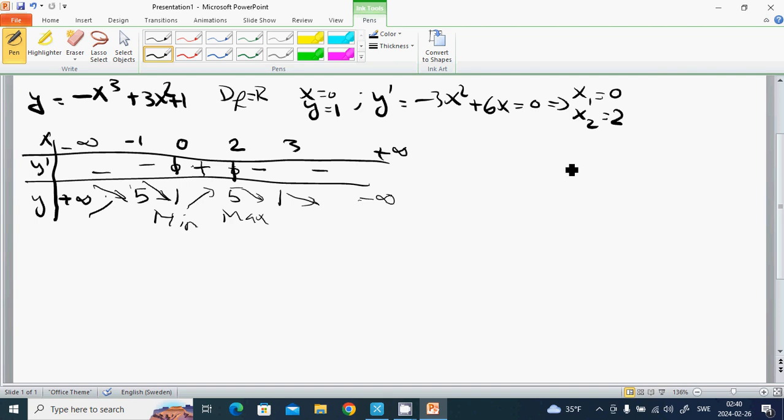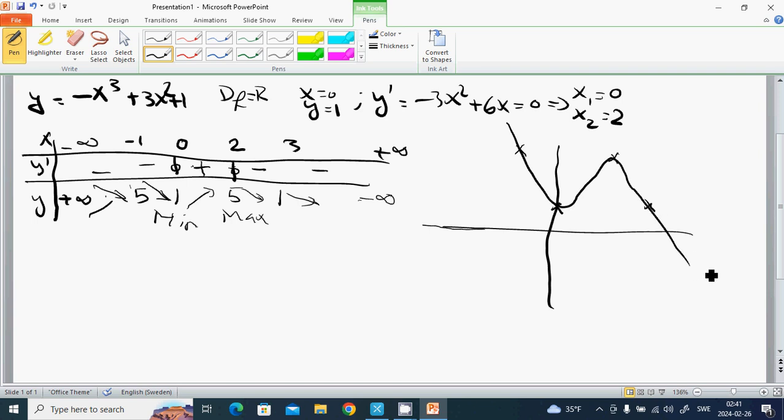Then we are going to draw the function. x minus 1, 5 here, and x equals 0, y is 1, and for x equals 2 it is 5, and for 3 it is 1. Then from minus infinite and plus, we are coming down, and we are going up and going down. So then it is our function, x minus infinite and y is plus infinite. It's coming down. It is minimum, maximum.